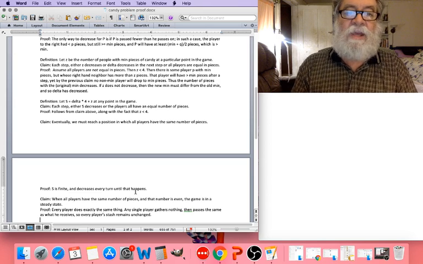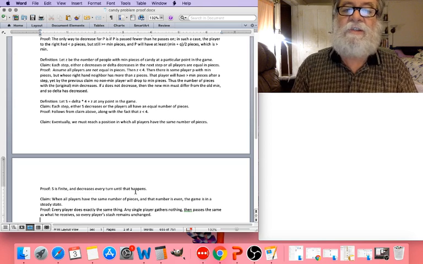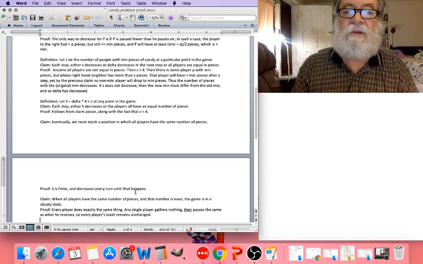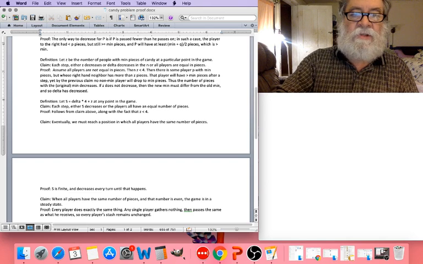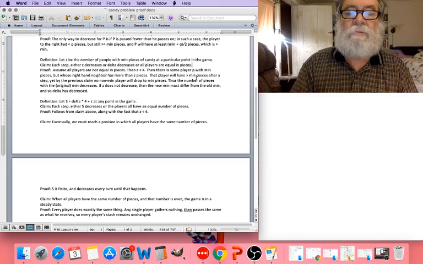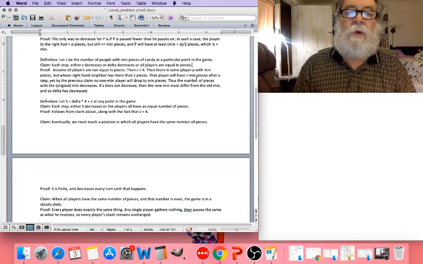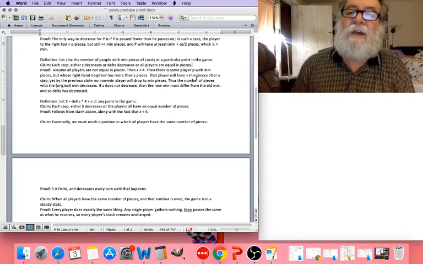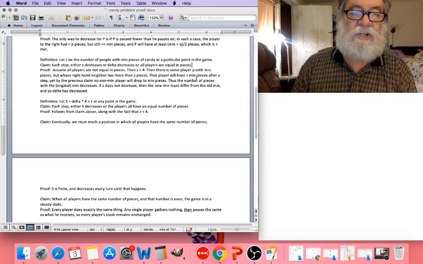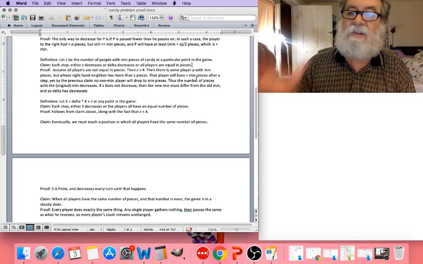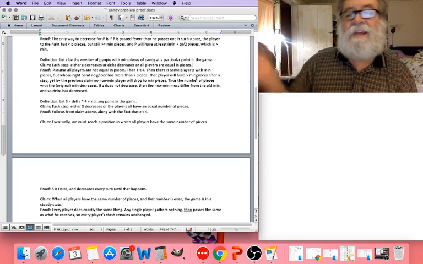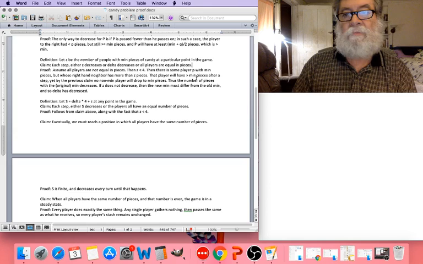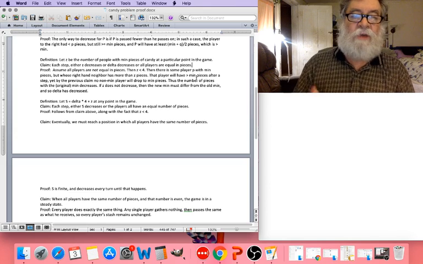So here's my claim. Each step, either Z decreases or delta decreases, or all the players are already equal. So 3 things could happen. First of all, I have something like 10, 10, 10, and 10, and then nothing changes at all. Delta doesn't decrease, Z doesn't decrease, and everybody's equal. But if there's a difference between the pieces at all, then either Z gets smaller or delta gets smaller. Maybe not both. So here's the way that we'll prove that.